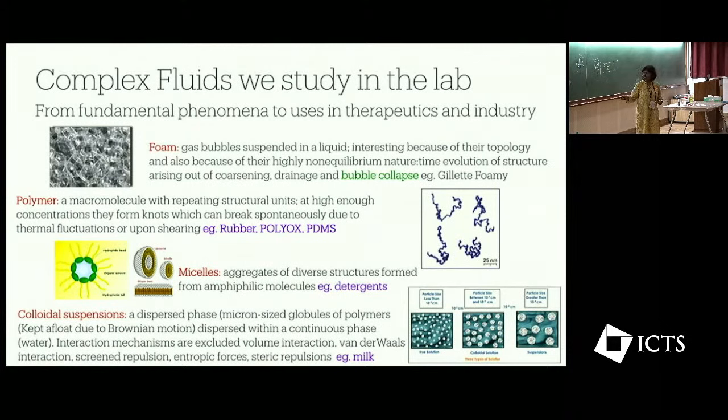One is milk. Milk is a colloid of protein particles in a medium. Blood, your RBCs and WBCs in plasma. So these are all colloidal suspensions, and they all have the same physics.